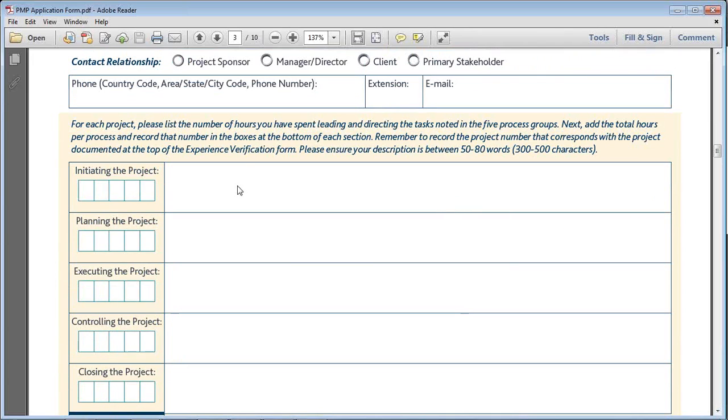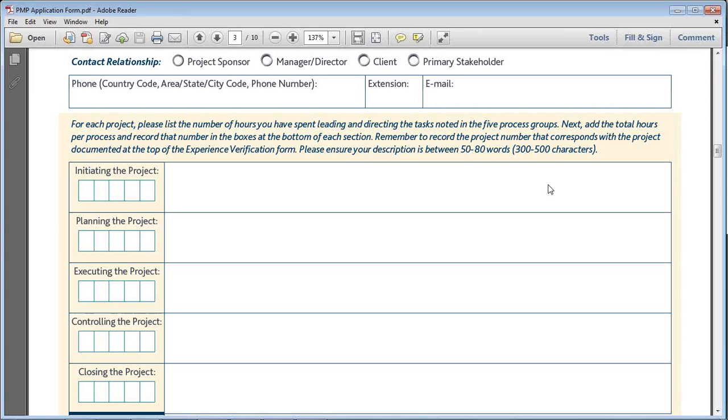Now you have the space where you have to say how many hours in each of the process groups, and on the right hand side is the place where you have to actually define what work you have done to justify that you have done initiating the project work, or planning the project work, or executing the project work, or controlling the project work, or closing the project work. So whichever area you have worked in that particular project, the details have to be filled in. Now this has to be filled in for all the projects that make up the total 4,500 hours.